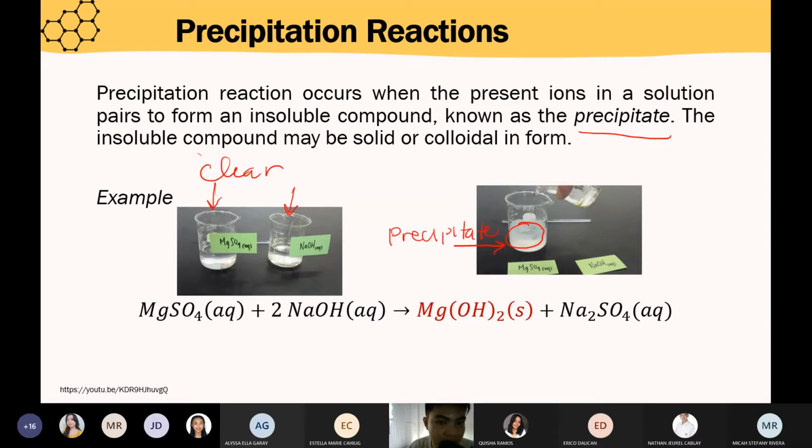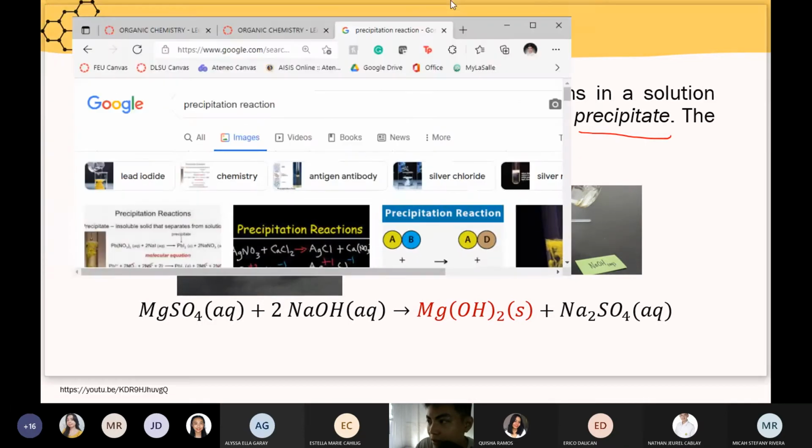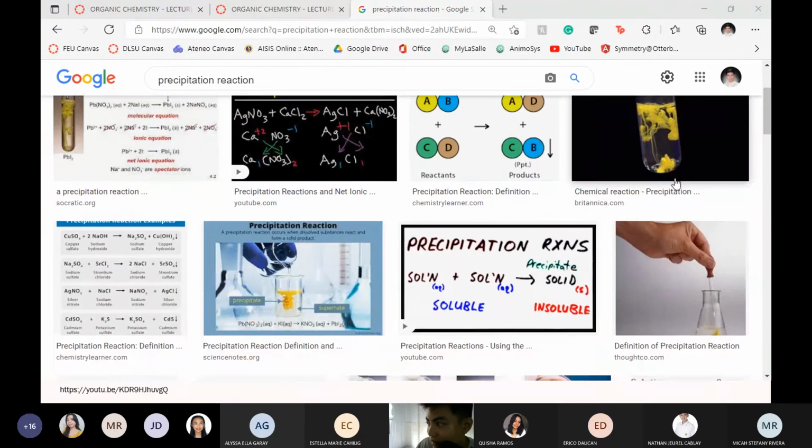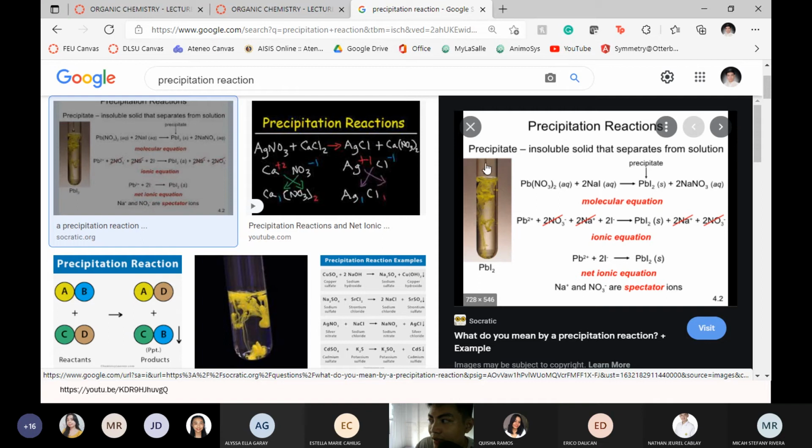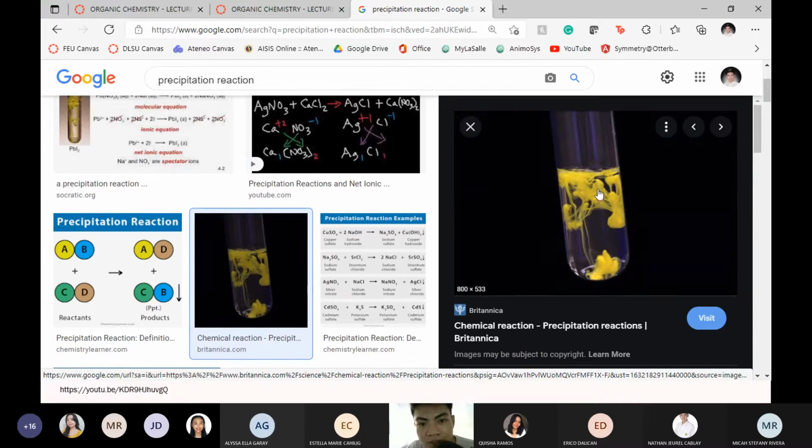So, I will look into some pictures pa, to further emphasize yung ating precipitation reaction. Na-discuss na to sa inyo nung high school, that's good. But I'm not sure kung lahat na-discuss yan. So, this is one example. Let's take a look at this. This is lead iodide. You have two clear solutions of lead and iodide ions. But when you combine them, you form a yellow precipitate. Ayan. Precipitate tawag dyan. Pag may namuo, precipitate yan.